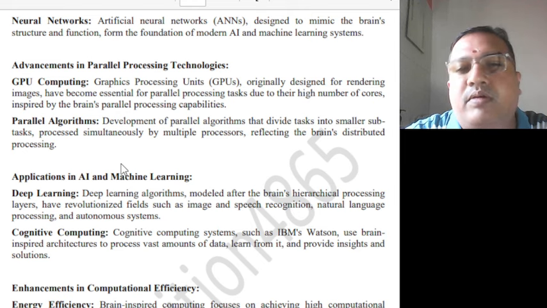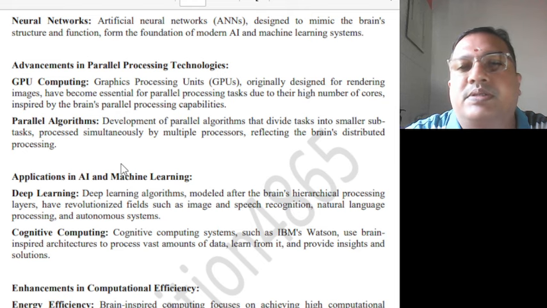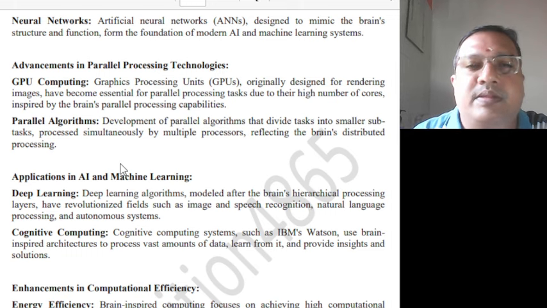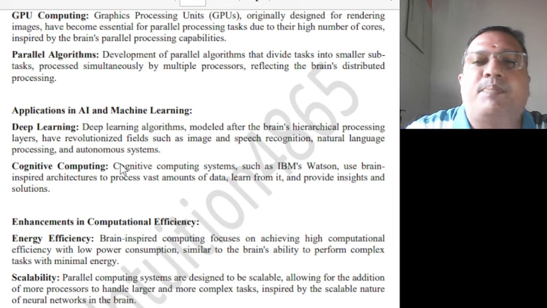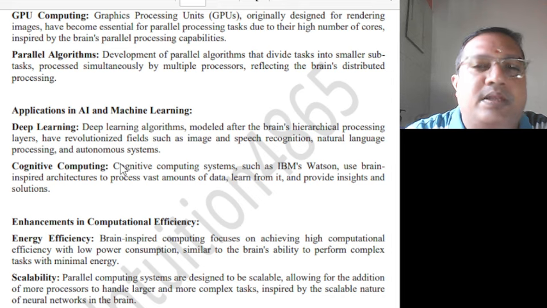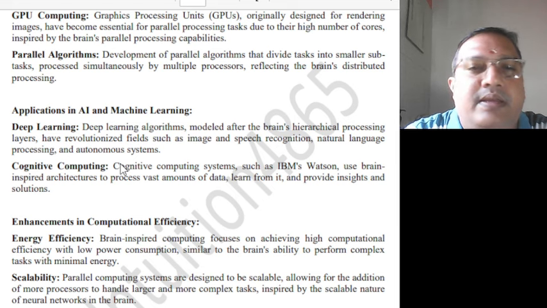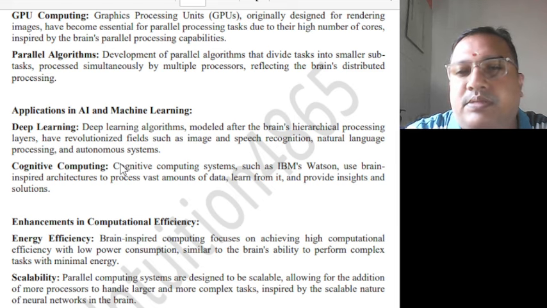Then parallel algorithms. Parallel algorithms divide a task into smaller subtasks processed simultaneously by multiple processors, reflecting the brain's distributed processing. Okay, so parallel processing technologies, GPU computing, and parallel algorithms are inspired by comparing to that of the brain. Applications in AI and machine learning: deep learning and cognitive computing are the two terms which come in mainly in the new era of learning. What you need to learn and how it is introduced.